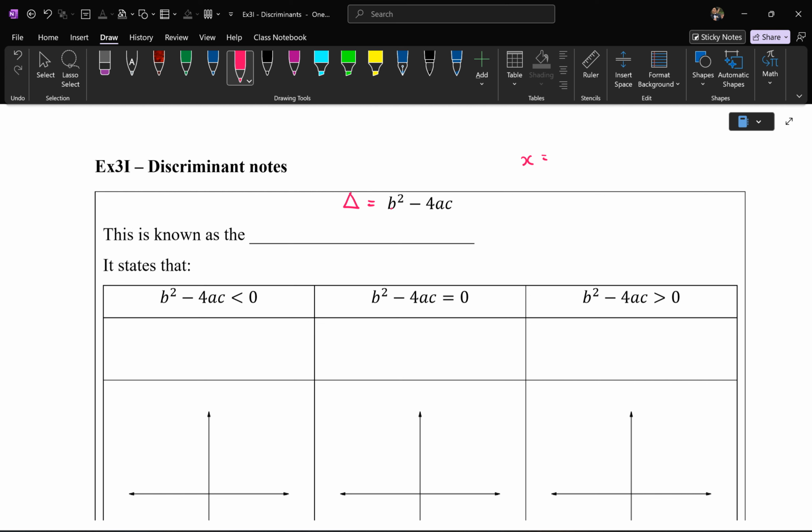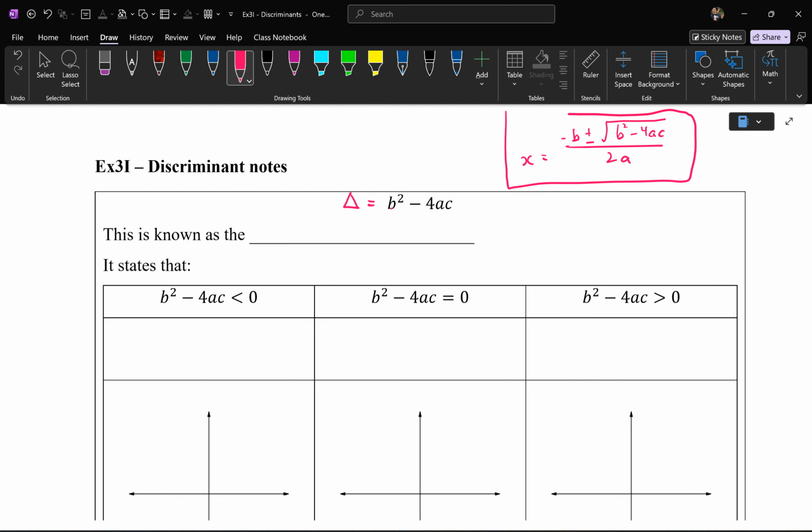x is equal to, yes, Andrea? Negative b plus minus b squared. Wrong. All right, stop there. Follow on with the next part. Violet? Beautiful. Just missing the square root.